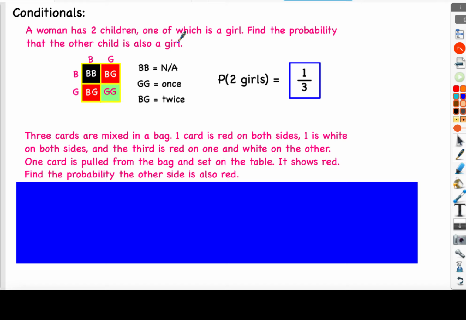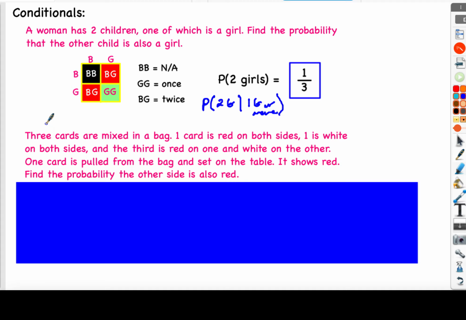Only one of them has a girl and the other is also a girl. So again, 1 out of the 3 scenarios, that's the probability, again, that we're going to have 2 girls given that one of them is definitely a girl. So again, we could have rewritten that notation. Probability of 2 girls given 1 girl. Given we definitely have 1 girl or more.